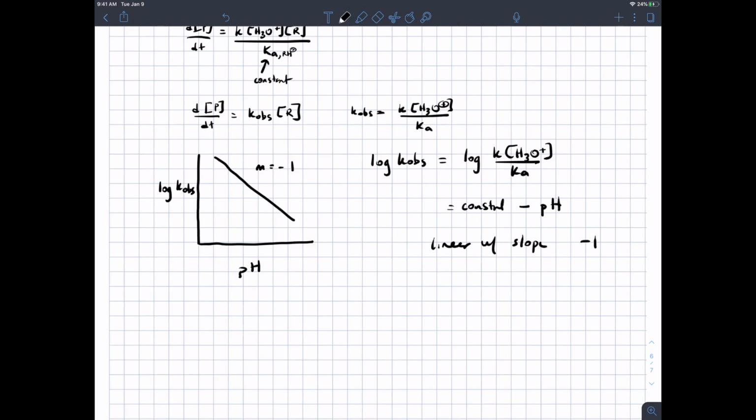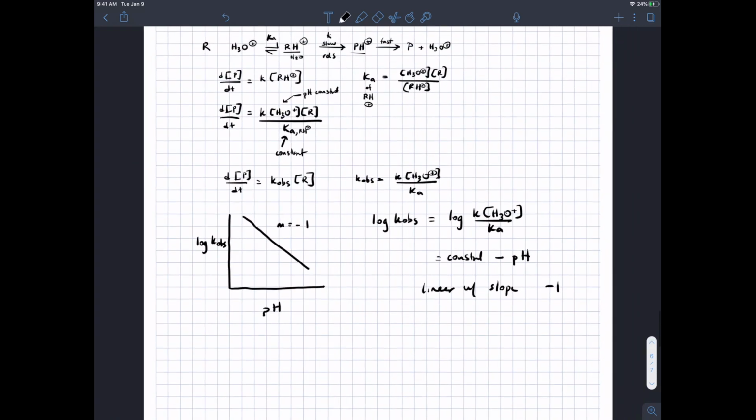And there is where we're going to have to stop it today. Next time, we're going to talk about what happens when you use an acid that's not hydronium, but it's still not involved in the rate determining step. And that gets kind of interesting.